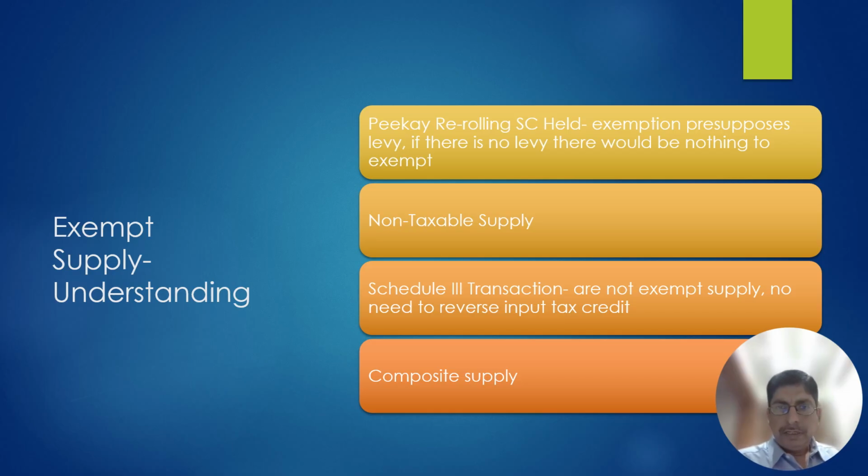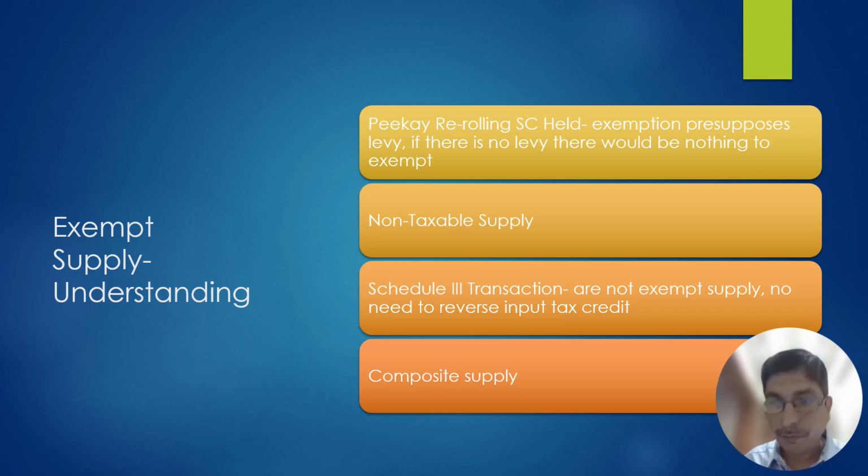Now, that dealer needs to reverse the proportionate input tax credit in proportion to the turnover of petroleum product, petrol, and lubricant oil. Therefore, non-taxable supplies are included in the exempt supply.